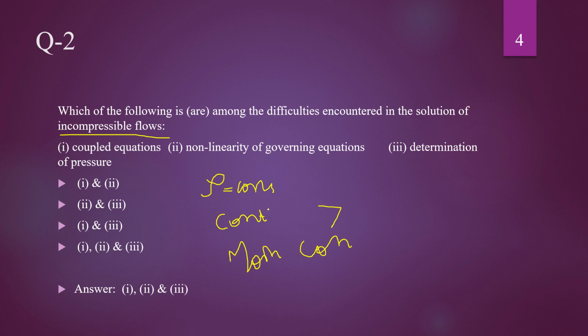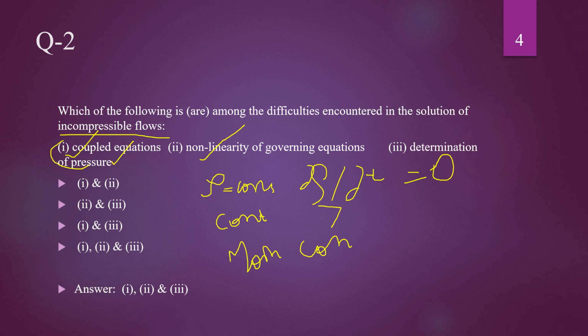If in the continuity equation the density is constant, the ∂ρ/∂t term becomes 0, right? In the continuity equation, we have the term ∂ρ/∂t. This would become 0 for incompressible flows. So in such cases, we cannot solve the coupled equations; we need to find a different approach. The coupled equation would be a problem here, and the governing equations are non-linear. Again, this is a problem, and determination of pressure is also a problem.